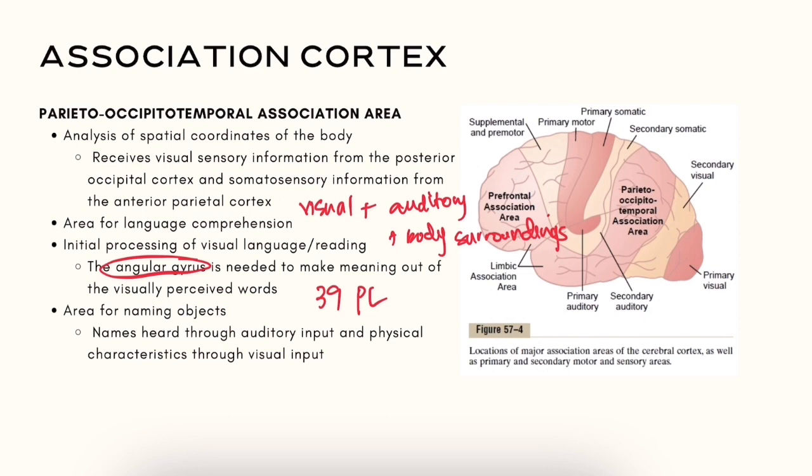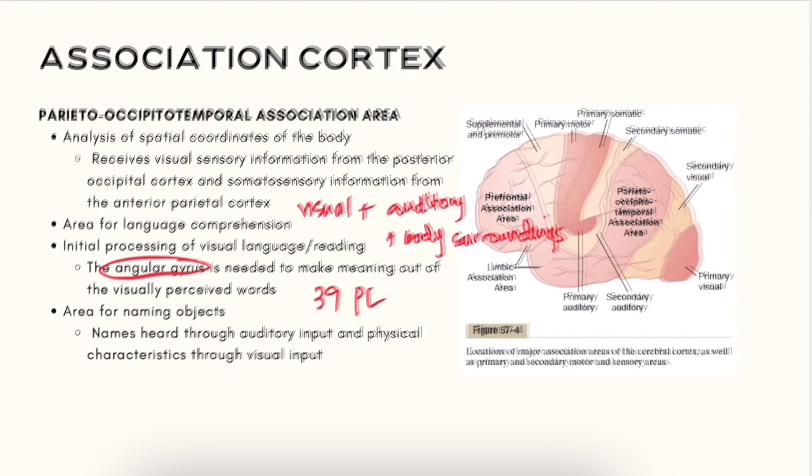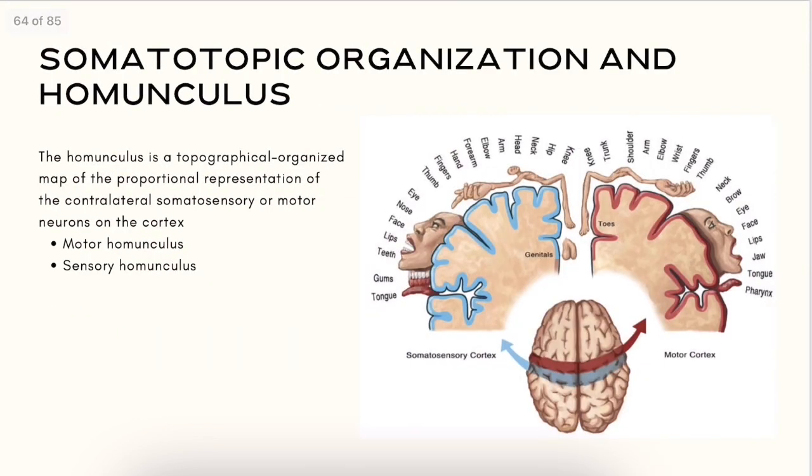And the parieto-occipito-temporal association area is also for naming objects. So names are heard through auditory input and physical characteristics through visual input. Okay, let's now talk about the somatotopic organization and our homunculus. So the homunculus is a topographically organized map of the proportional representation of the contralateral somatosensory or motor neurons on the cortex. Okay, so we have our motor homunculus and our sensory homunculus.